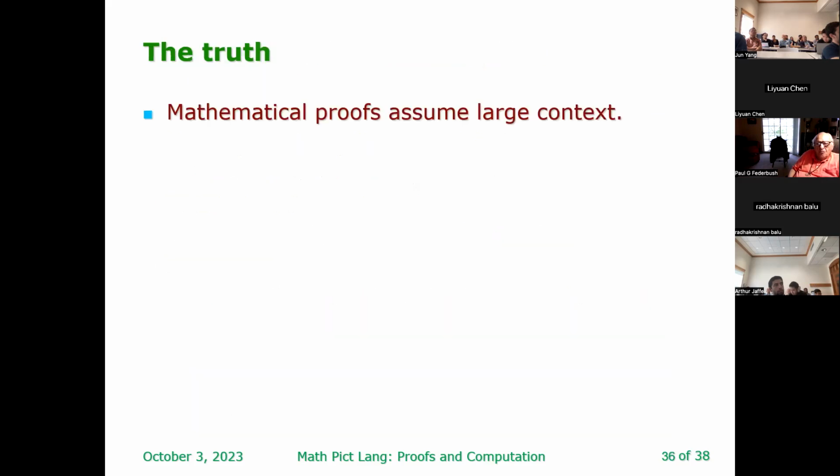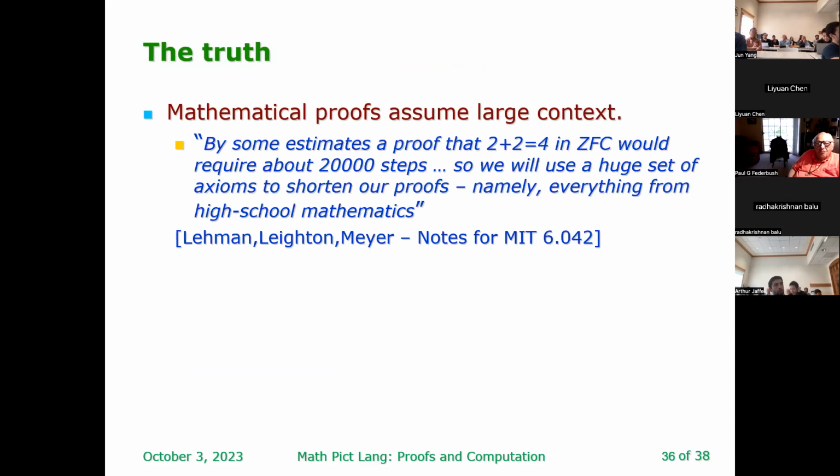But what actually happens in reality is that mathematical proofs assume a huge amount of context. And they build proofs based on this context. There is this book by Lehman, Leighton, and Meyer. It's the MIT course notes for their introductory discrete mathematics course. And it says, by some estimates, a proof that 2 + 2 = 4 in ZFC would require about 20,000 steps. So they say, we will use a huge set of axioms to shorten our proofs. We are now in a universe where the number of axioms is just huge. The theorem is moderate, and the proof is actually smaller. In this setting, PCPs are not the right concept to be looking at.